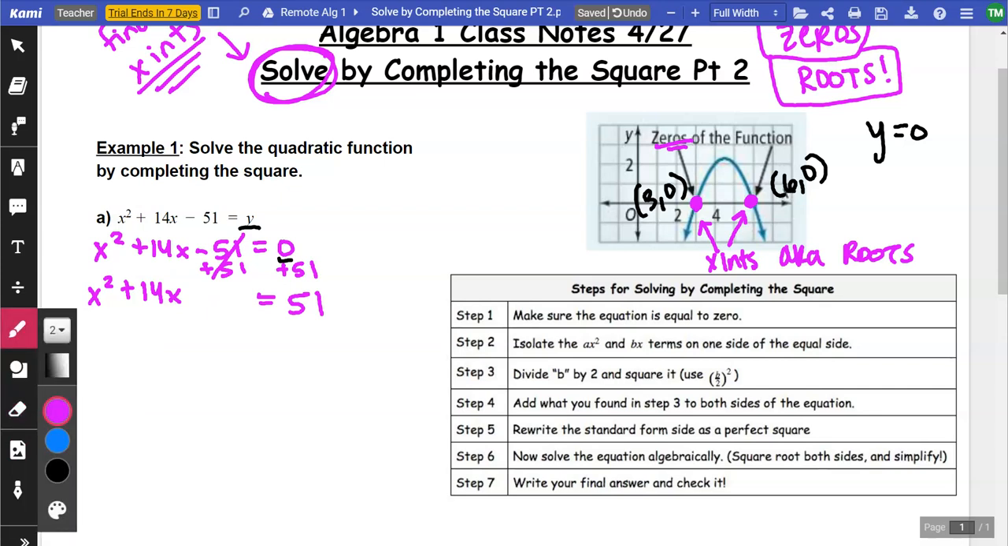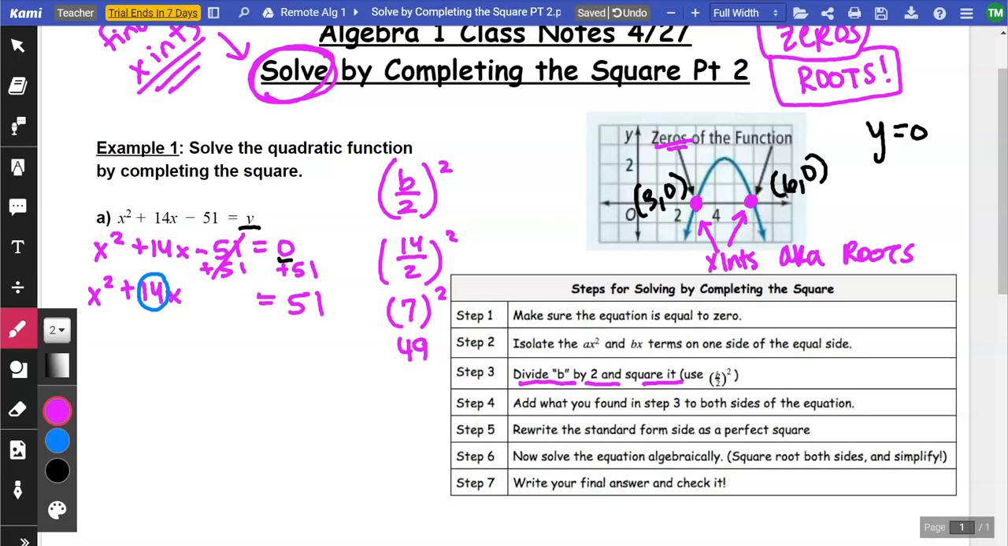So now we're ready for step 3. You're going to divide b by 2 and square it. So remember, we're using b divided by 2, and we're squaring it. In this case, b is equal to 14. So we're going to take 14, divide it by 2, and we're going to square it. So we get 14 divided by 2 is 7, and 7 squared is 49.